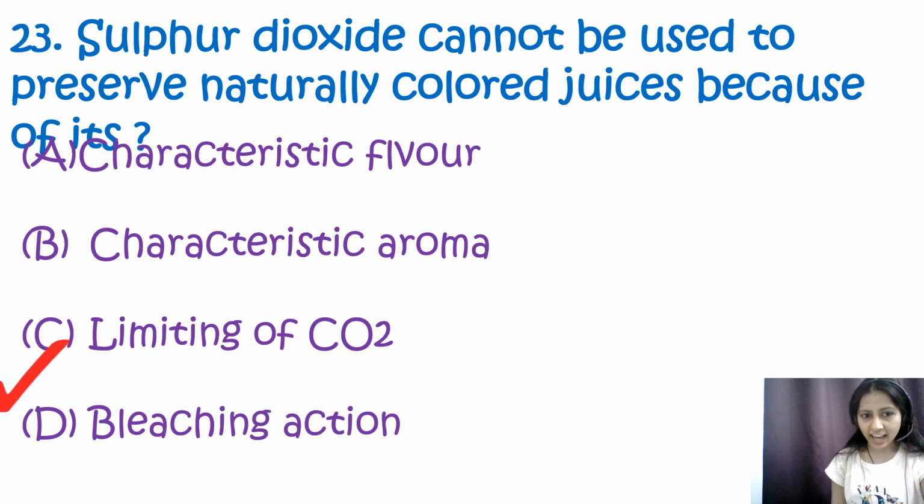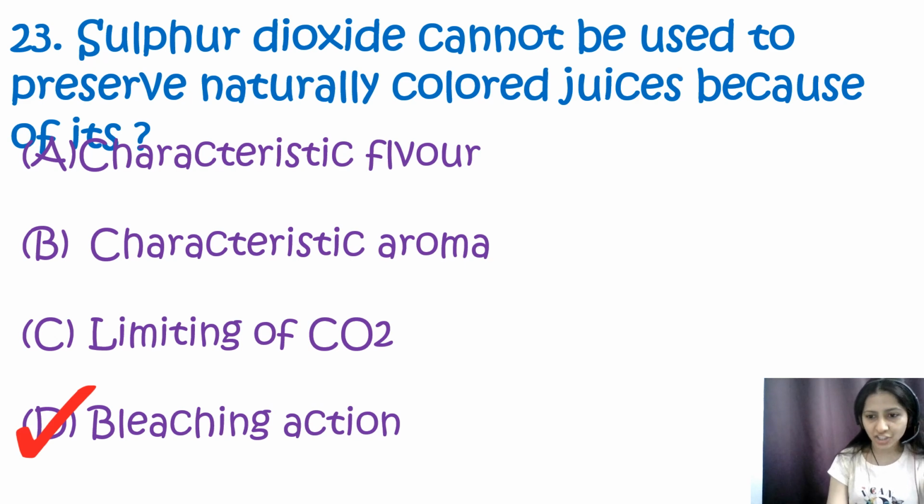Sulfur dioxide cannot be used to preserve naturally colored juices because of its bleaching action. This is because it causes discoloration in naturally colored juices like the juices of falsa, jamun or pomegranate. So among the following options, option number D is correct, that is bleaching action.